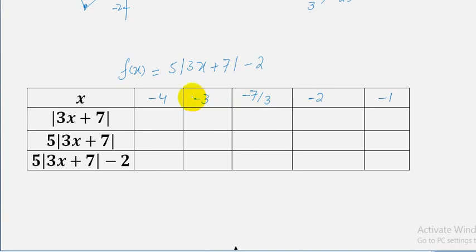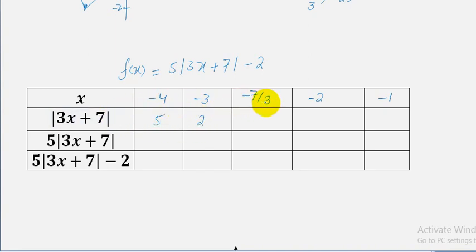When x is minus 4, then 3 into minus 4 is minus 12, plus 7 is minus 5, and mod of minus 5 is plus 5. When x is minus 3, 3 into minus 3 is minus 9, plus 7 is minus 2, and mod of minus 2 is 2.